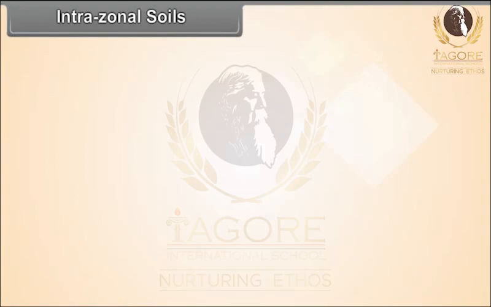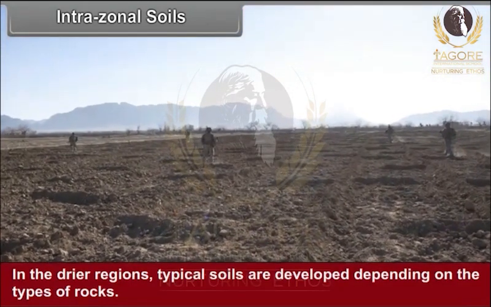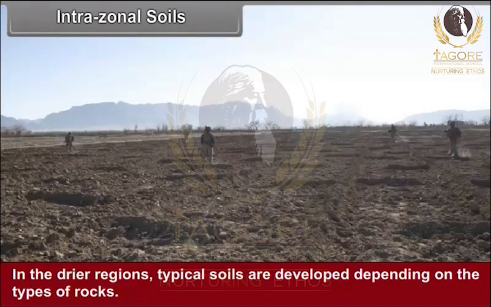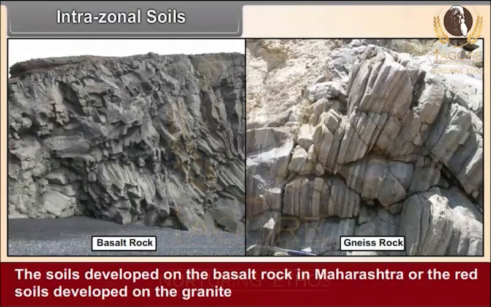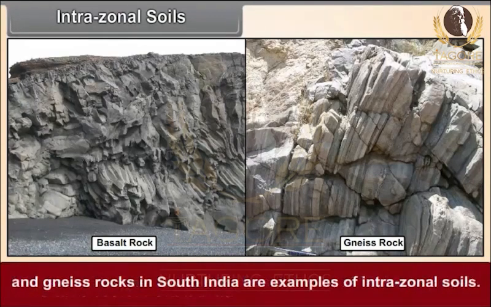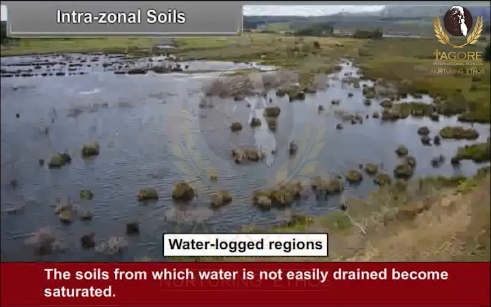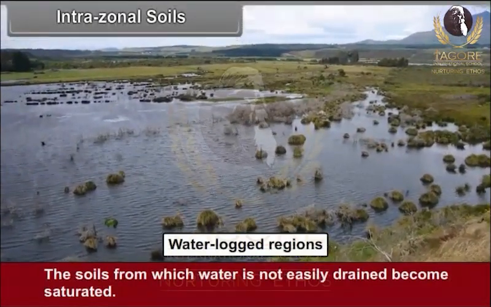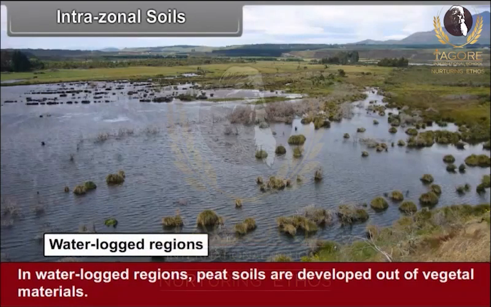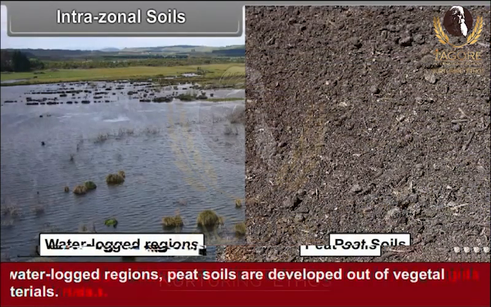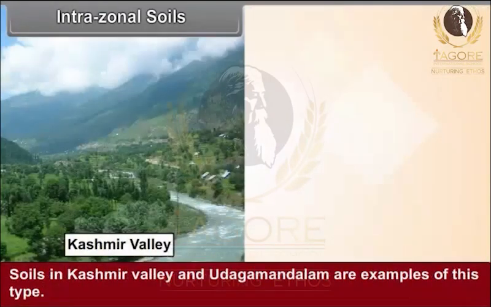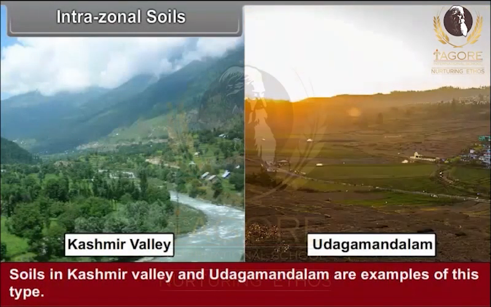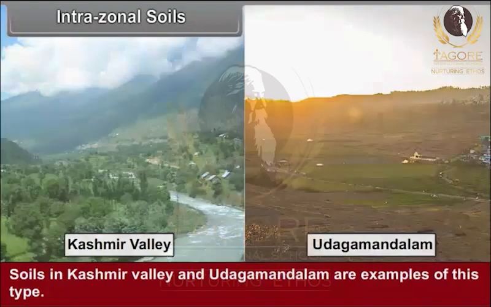Intrazonal soils. In the drier regions, typical soils are developed depending on the types of rocks. The soils developed on the basalt rock in Maharashtra, and the red soils developed on the granite and gneiss rocks in South India are examples of intrazonal soils. The soils from which water is not easily drained become saturated. In waterlogged regions, peat soils are developed out of vegetal materials. Soils in Kashmir Valley and Udagamandalam are examples of this type.